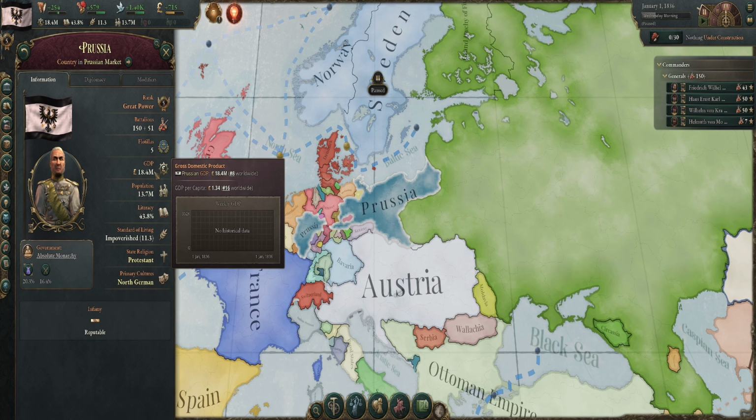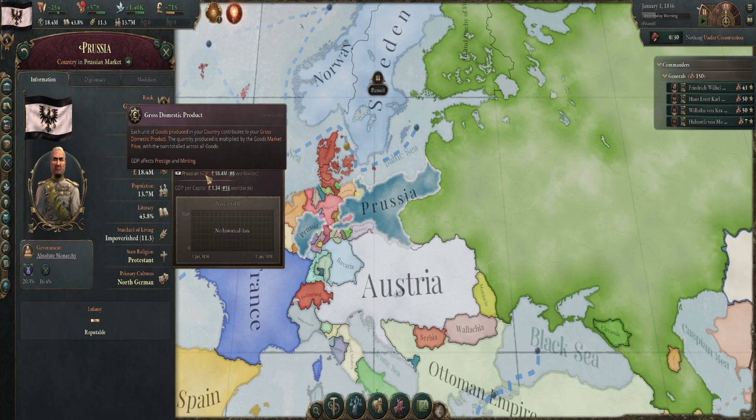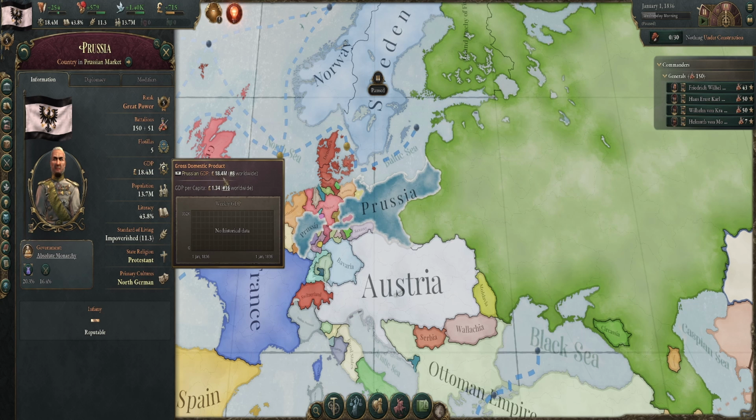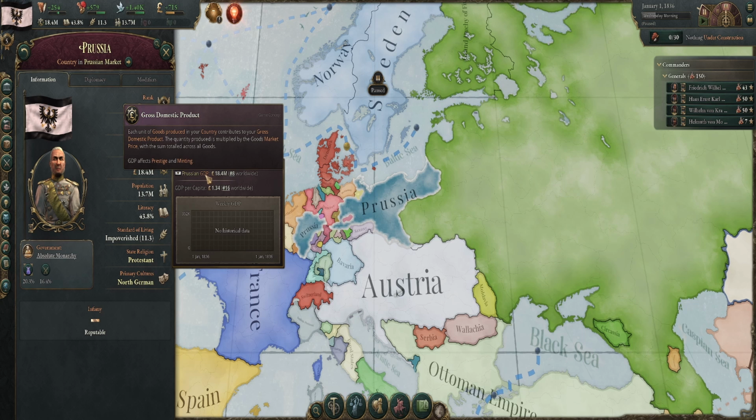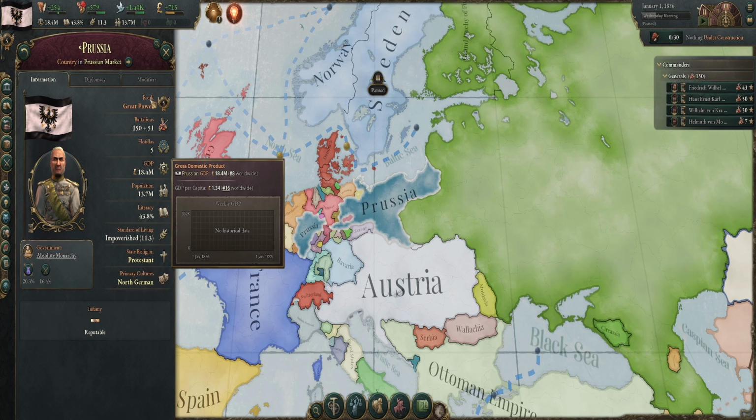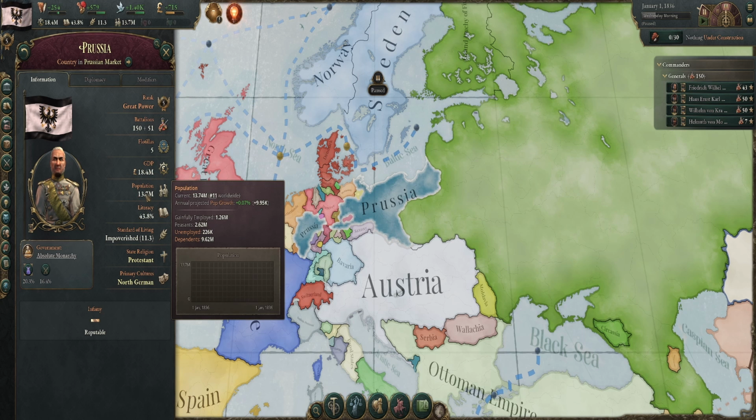GDP, this is obviously your gross domestic product. Probably going to be one of the most important things in Victoria 3. Obviously, you want to get this number higher and higher. All right, GDP go up. But anyways, this is pretty much going to determine how productive your nation is. The more goods you have in a market, the more exchange of goods, the more produced goods you have in a market, the better it would be for your nation, obviously. Therefore, the more money is going around, etc. We'll go into all that in the economy guide.